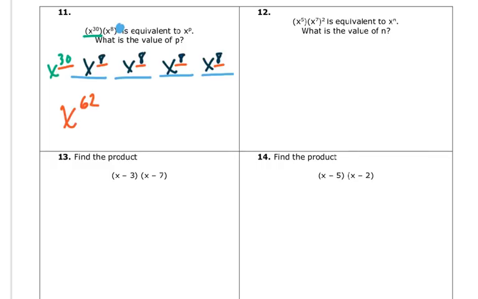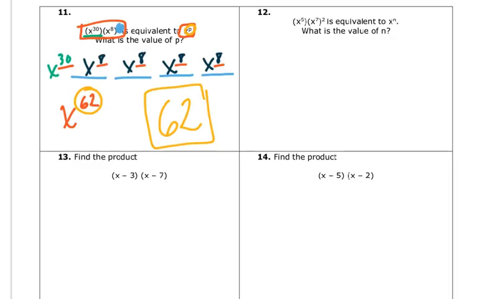So now the question is, if this thing is equivalent to x to the p, what is the value of p? Well, p is just the exponent. What is the exponent? It's right here. So the answer is just 62. This is often a bubble question where you have to bubble in the number. It's not going to be multiple choice. So I had to solve it first. And then it says, what is the value of p? Well, p was the number in the exponent, which was 62. Easy. So try the same thing with number 12.